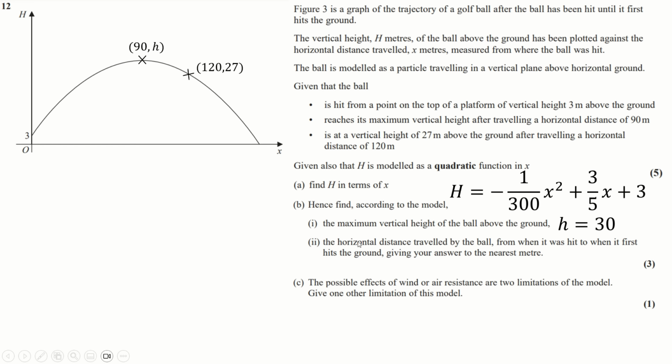Next, it's asking us for the horizontal distance traveled by the ball. So it gets to here when its h is 0. So we need to set big H to be 0 and solve this. Of course, we could just put this in a calculator. That's what the marks team wants us to do.